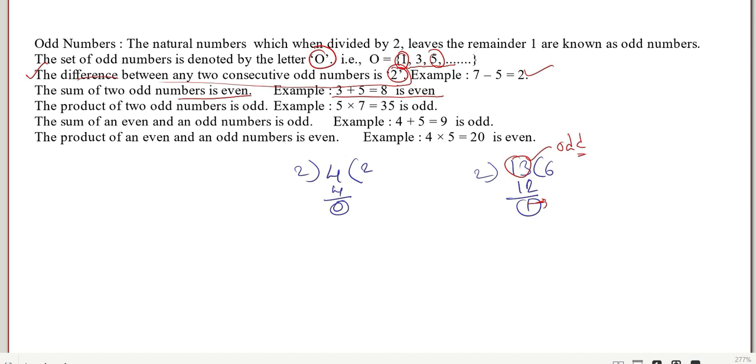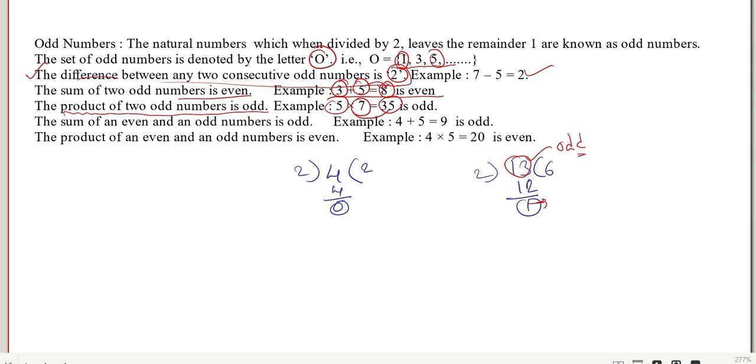Let us take 3 is an odd number, 5 is an odd number, and adding them, what did you get? We got 8 as an answer. So 8 is an even number. Okay, and the next concept, that is, the product of two odd numbers is odd. So 5 is an odd number, 7 is an odd number, their product 35 is also an odd number.